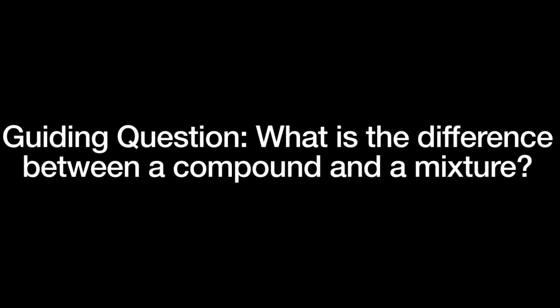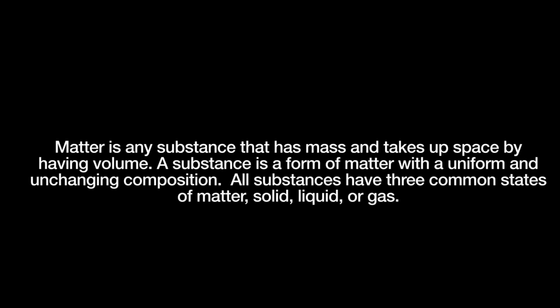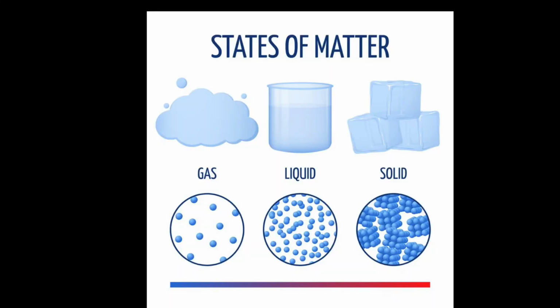First, we will be reviewing some properties of matter and the differences between physical and chemical properties. First, what is matter? Matter is any substance that has a mass and takes up space by having volume. A substance is a form of matter with a uniform and unchanging composition. All substances have three common states of matter: solids, liquids, or gas.